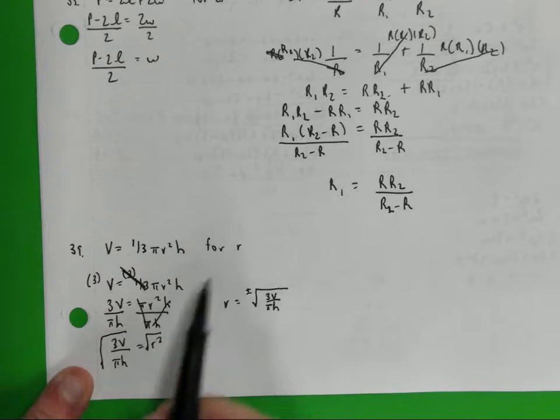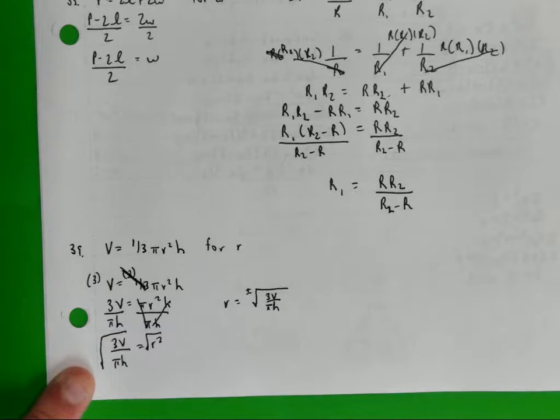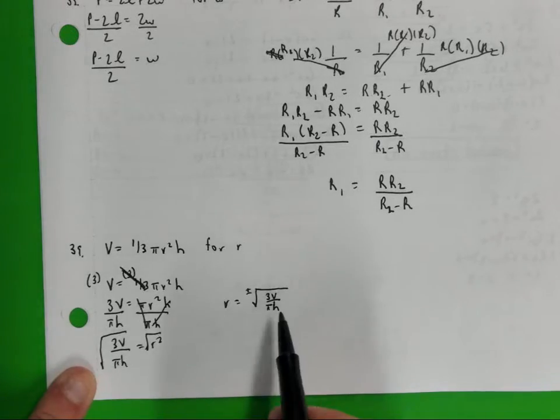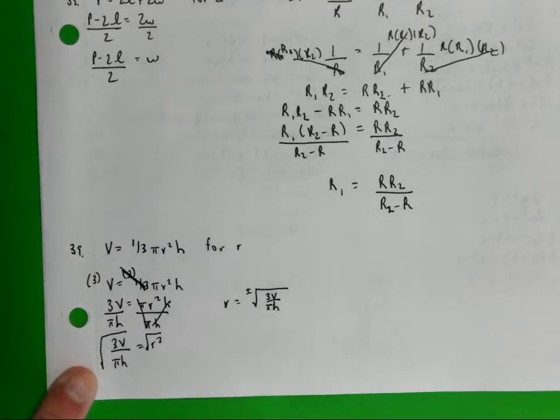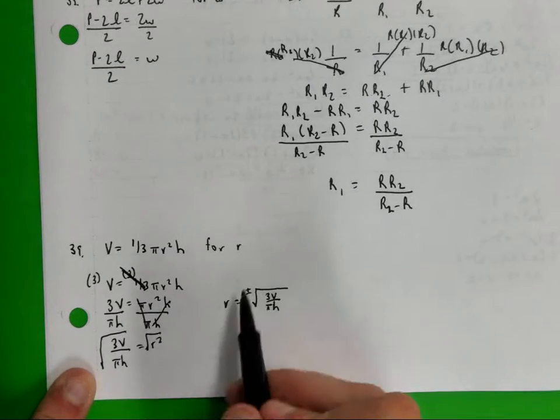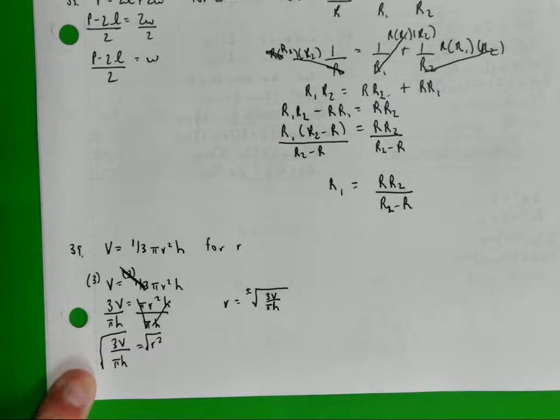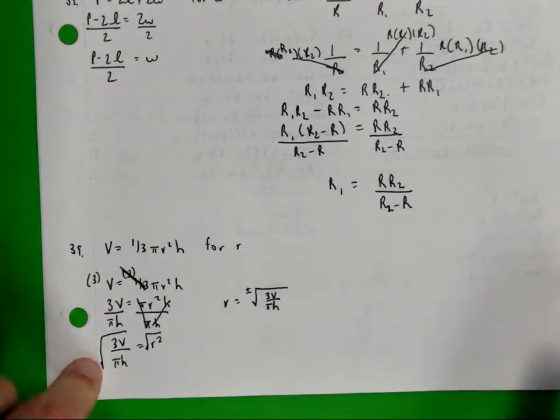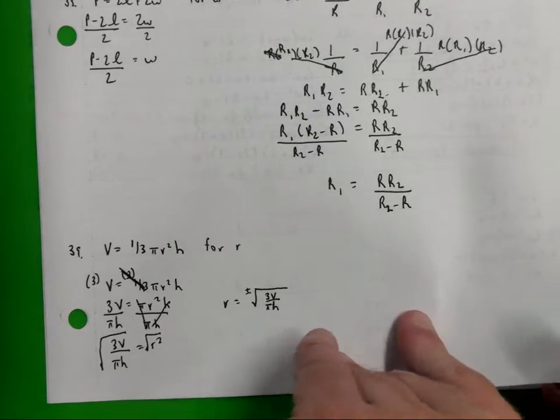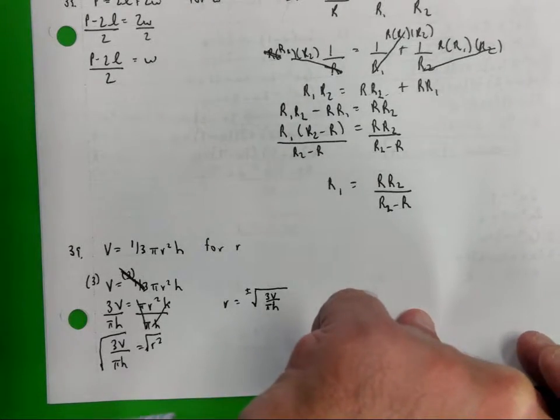I want to get r by itself, so I divide both sides by pi h. To finish getting rid of that square, I take the square root of it. So don't forget, when you take the square root of something, you got to put the plus or minus sign, okay? That's the hint for this year. If you take the square root of something, it's plus or minus. Are there any questions on that?